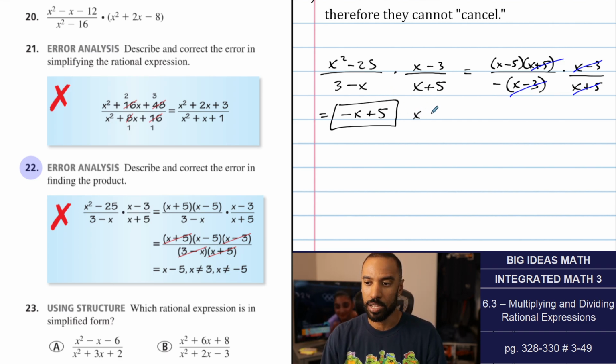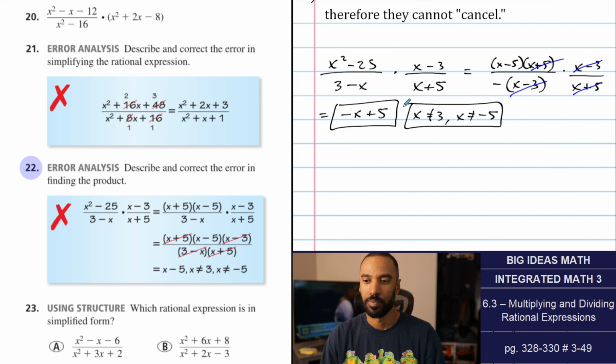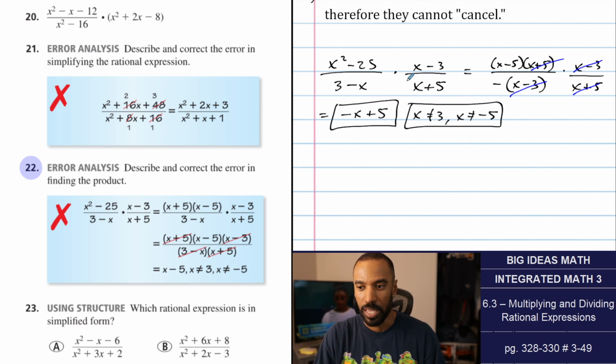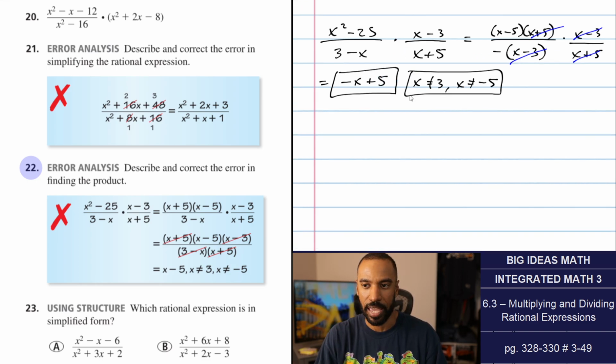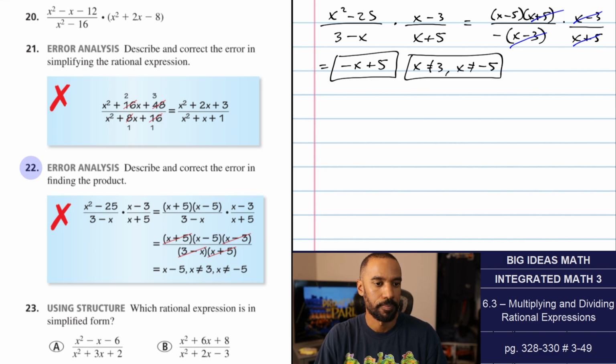They're correct on the rest though. X can't equal 3. X can't equal negative 5. All that's still good. Yeah, that's it. So that was the one issue with the negative 1. It still needs to exist in the problem.